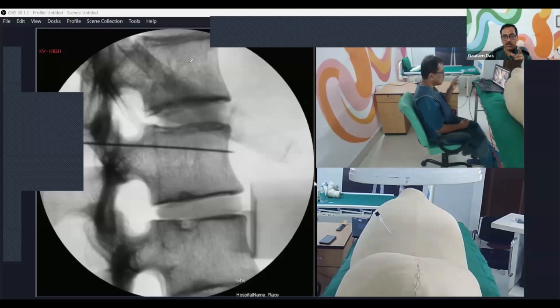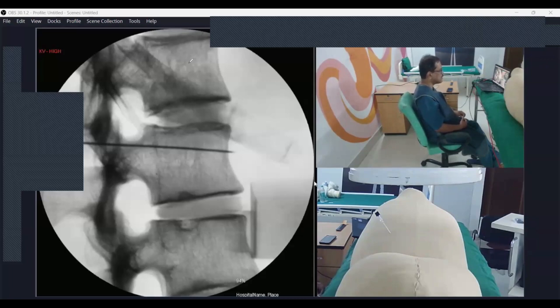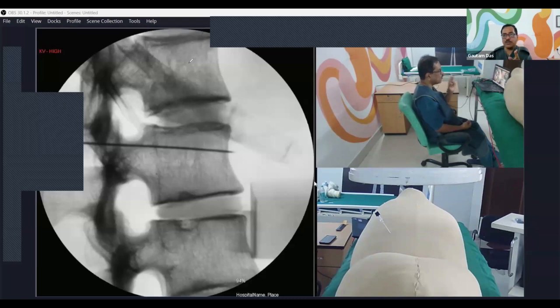One is coagulation abnormality. Second is any infection, local or systemic. And third is very high, uncontrolled blood sugar. Uncontrolled blood sugar is a relative contraindication, not an absolute contraindication. But infection and coagulopathy are absolute contraindications. Thank you, sir.